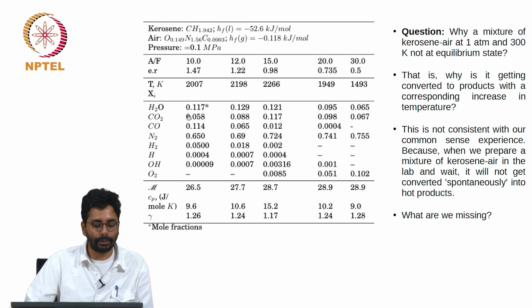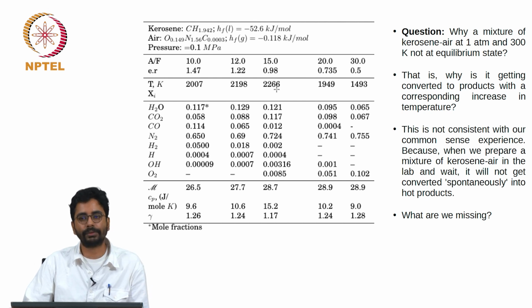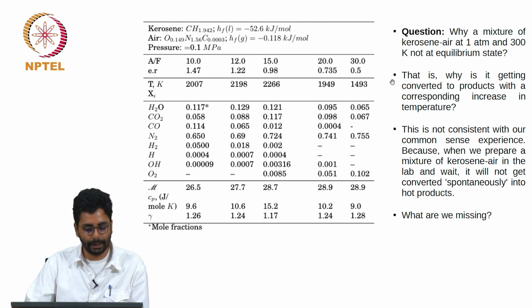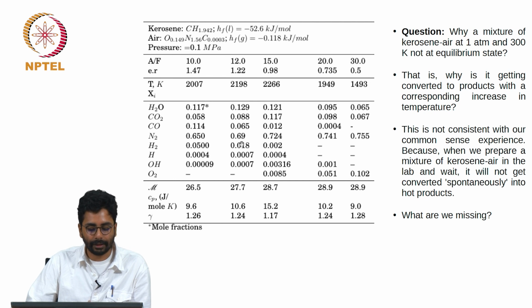What I want you to notice is that for this case the adiabatic flame temperature drops on either side of the stoichiometry. It is about 2270 kelvins at stoichiometry, and it drops off on either side, and of course correspondingly you can see that the composition is also consistent with it.